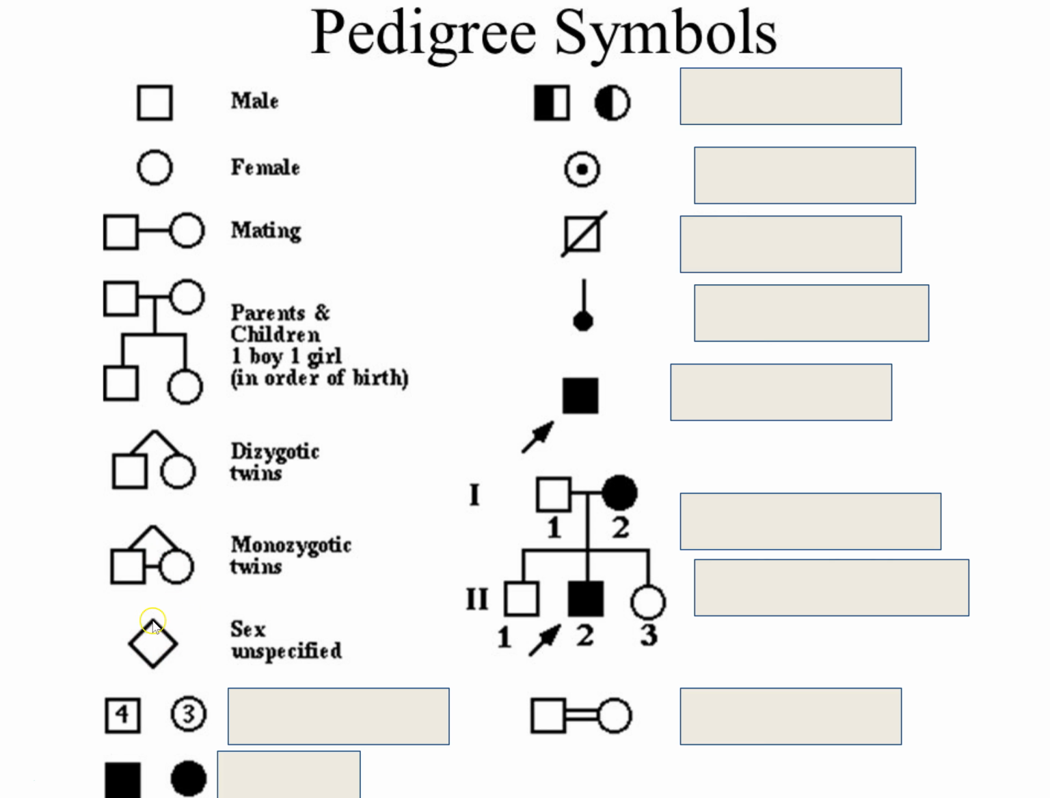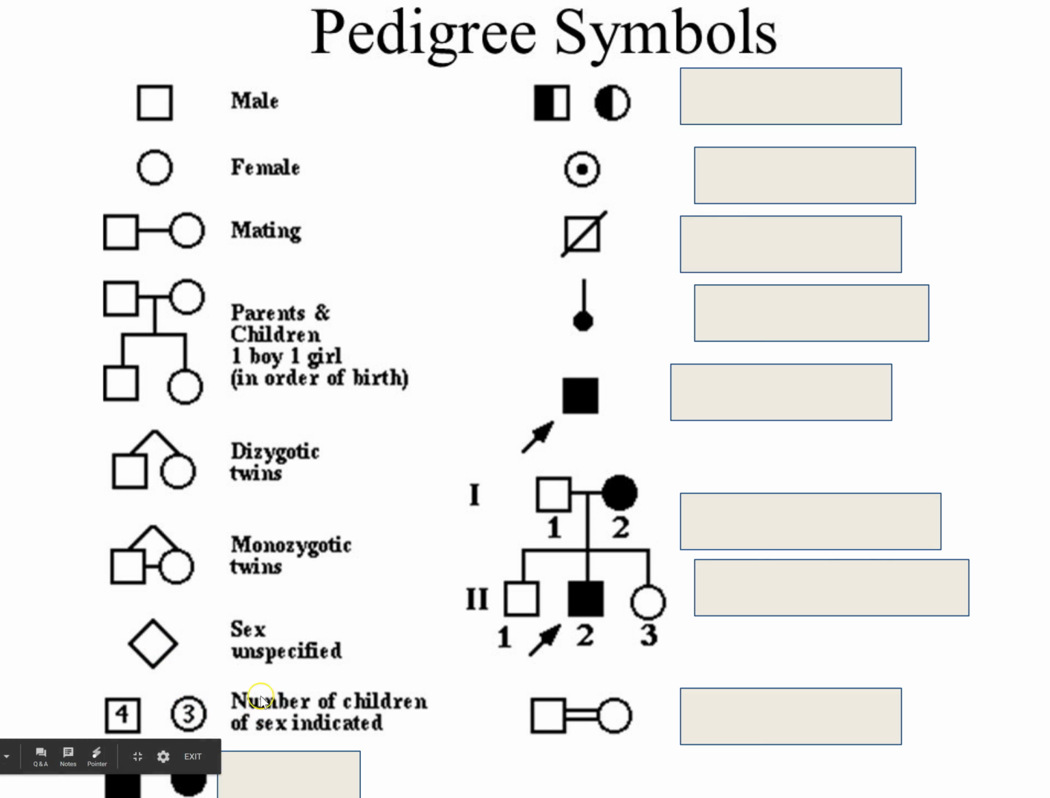If you see it drawn as a diamond, that means that somewhere in the family history, they didn't have a notation of if it was a boy or a girl. So they knew there was a child, but they're not sure if it was a boy or a girl, so they'll just put a diamond. This is the number of children of that sex. So if they had four boys, you might just see a square with a number four in it. That means they had four boys or three girls.